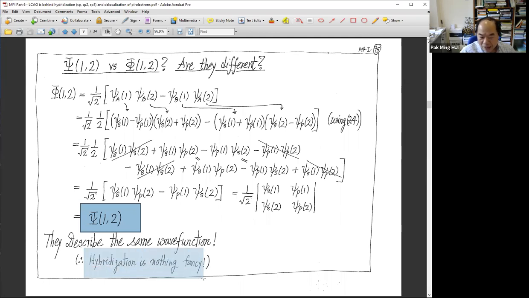Hybridization is nothing fancy and nothing worth memorizing. Generations of students somehow just memorize all this funny thing, okay? But we have one umbrella, quantum mechanics and LCAO. And now we have this already embedded, all right?